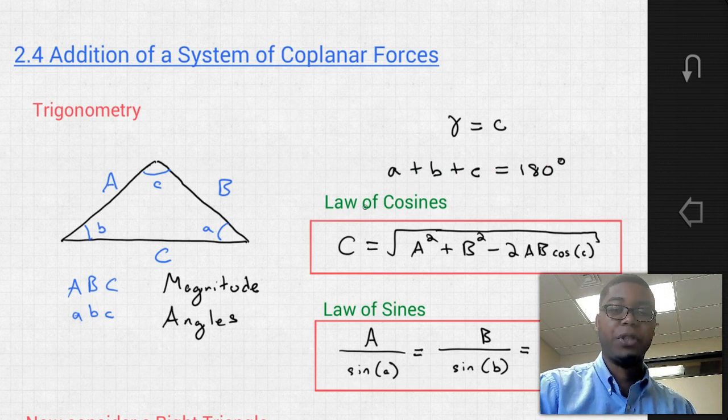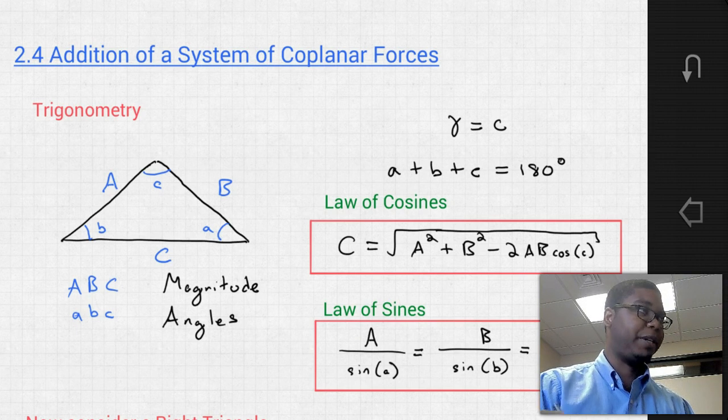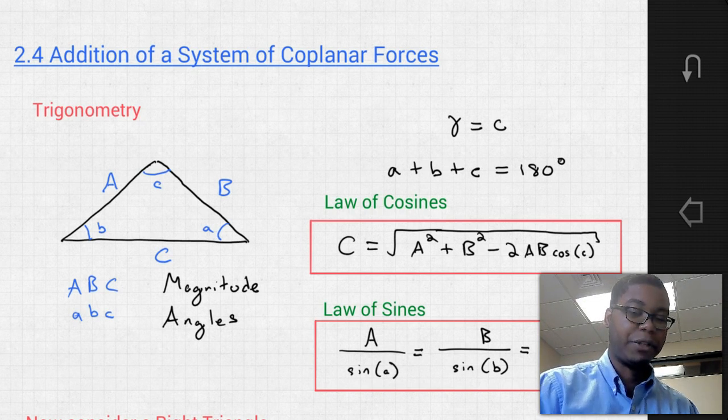apply. The law of cosines, which describes the relationship between the magnitudes and one of the interior angles, and then the law of sines, which describes the relationship between each magnitude and its associated angles. These two laws and this basic configuration are going to be quite useful when we're trying to determine the addition of force vectors or the subtraction of force vectors and things of that nature.